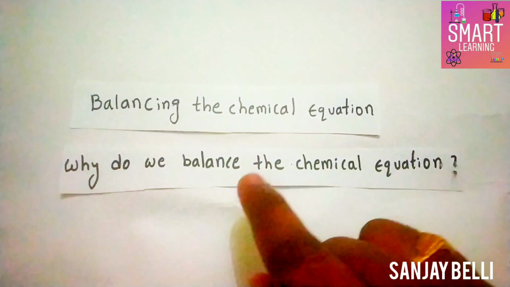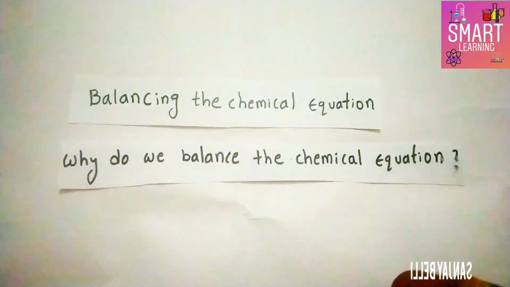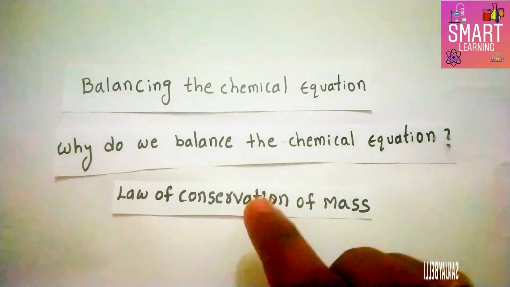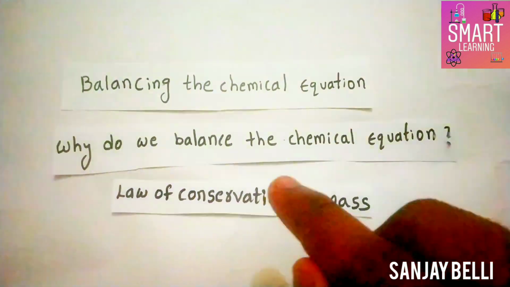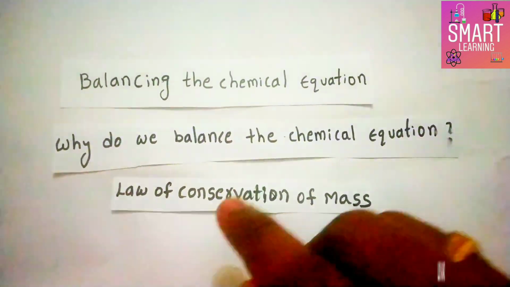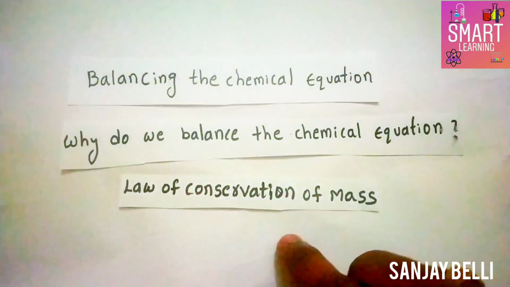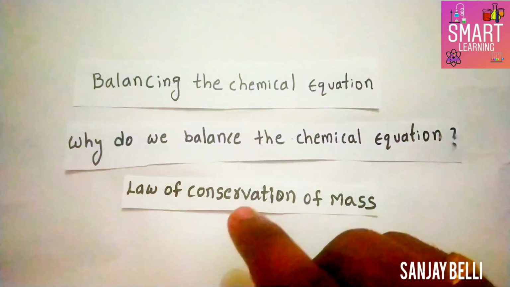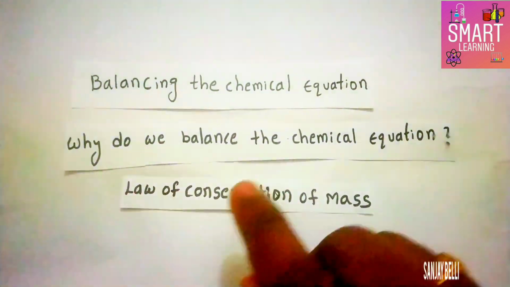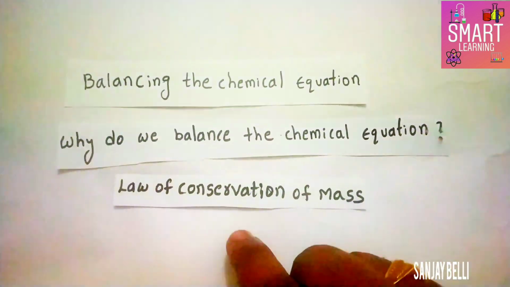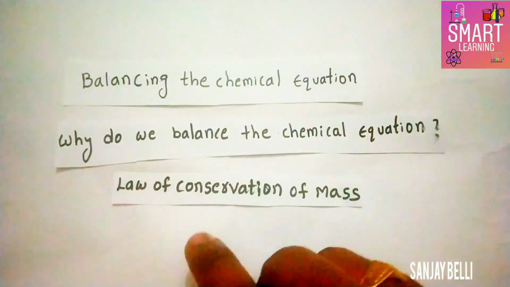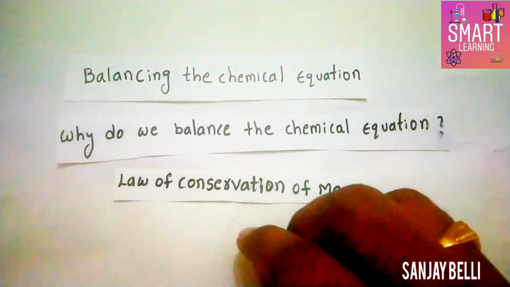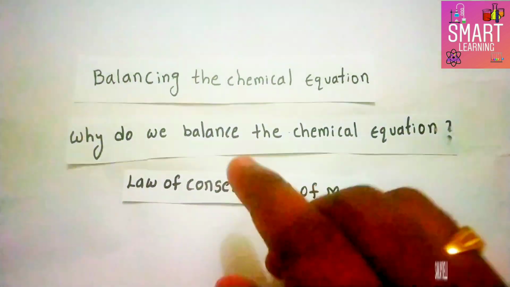A chemical equation must be balanced because the law of conservation of matter must hold during a chemical reaction. Balancing of an equation is necessary because atoms are neither created nor destroyed during a chemical reaction. This is the reason we balance a chemical equation, because the law of conservation of mass says that atoms are neither created nor destroyed during a chemical reaction. Now let me go through some examples of how to balance a chemical equation.